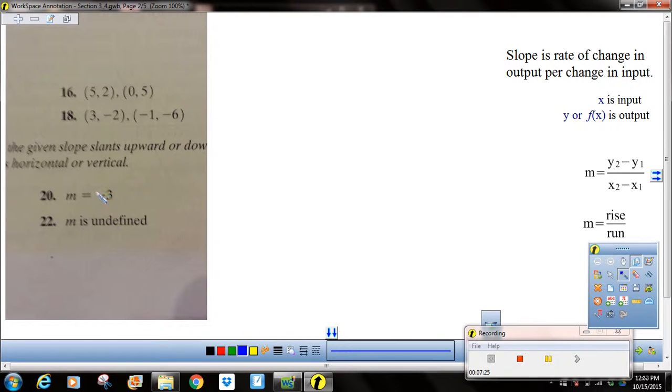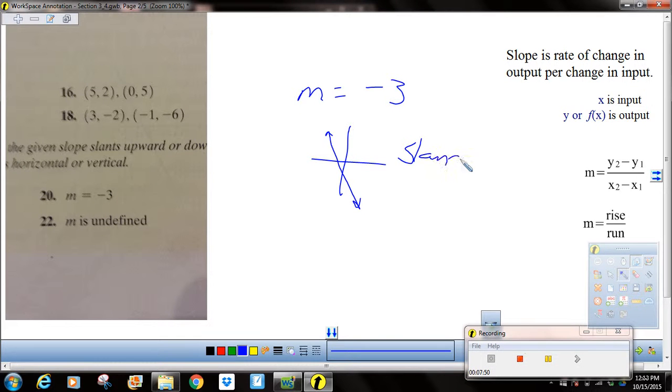Okay, on these, they want to know if the slope slants upward or downward. On number 20, the slope is -3, so that would have a negative slope. So if I was in a graph, it would look something like this. It would be dropping 3 for every time the x changes 1. So it's pretty steep. So it slants downward.